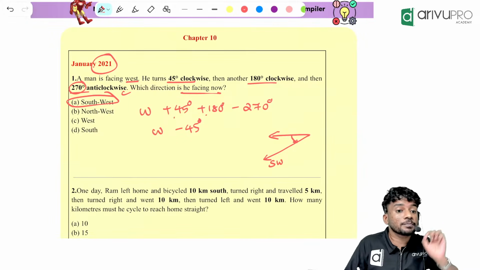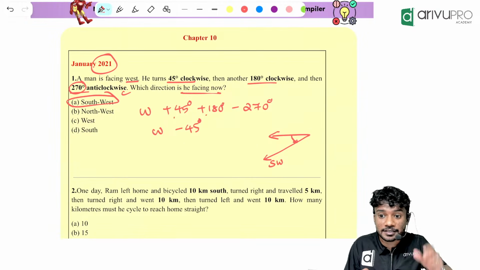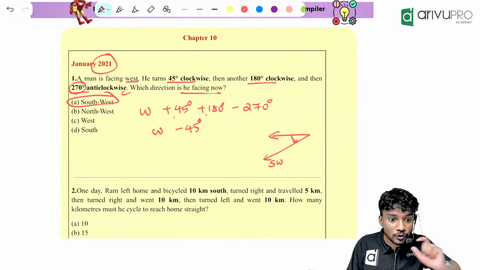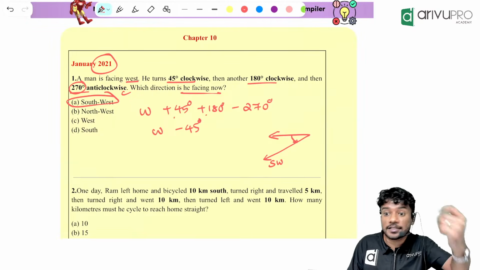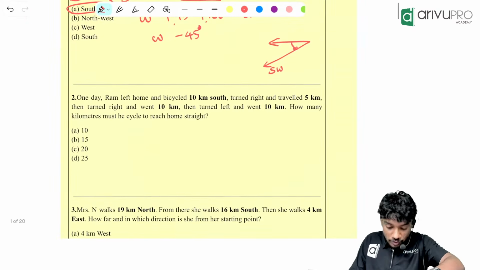And what is the best approach for solving questions based on direction test? Always read the last line to understand what type of question it is. Okay. Then the next question.